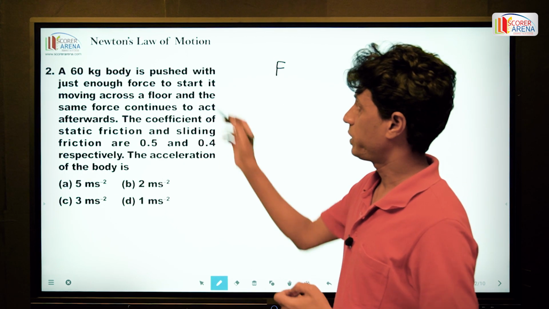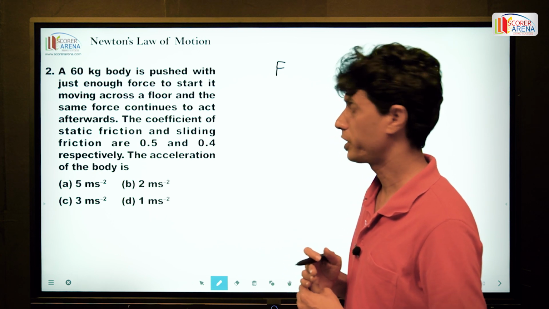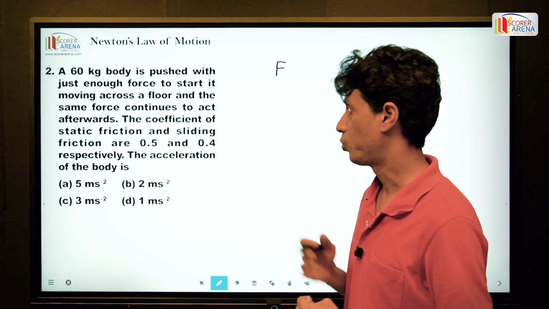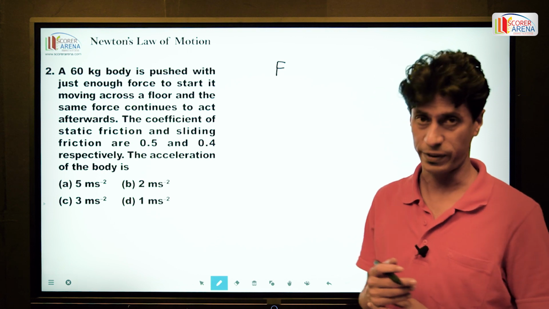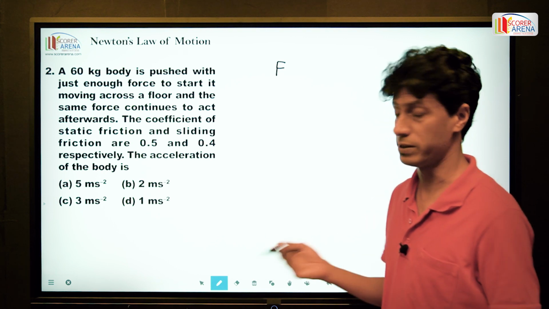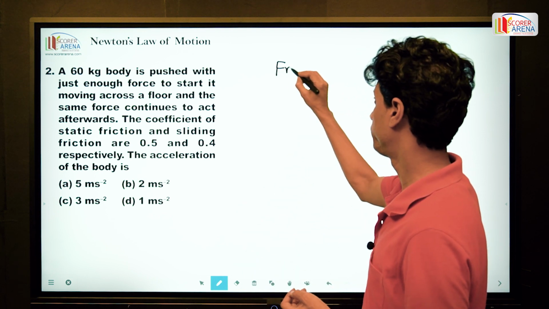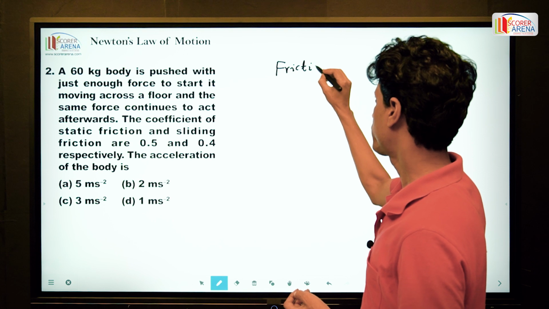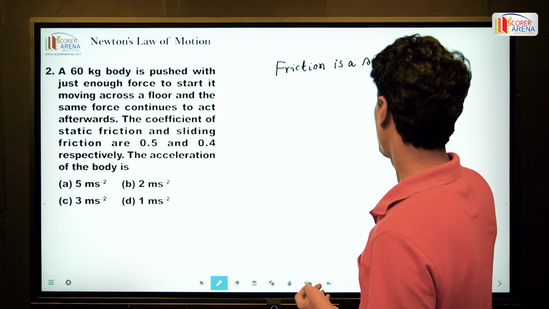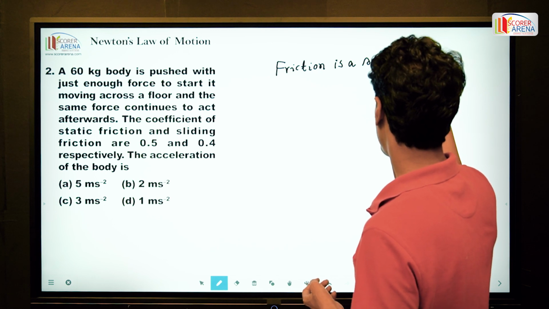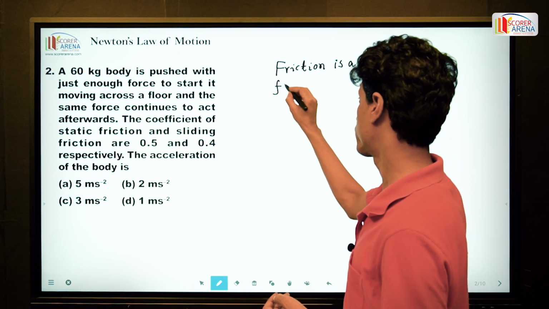A 60 kg body requires just enough force to start it moving across a floor, and the same force continues to act afterwards. The coefficients of static friction and sliding friction are 0.5 and 0.4 respectively. The acceleration of the body is? Here we must discuss that friction is a self-adjusting force.